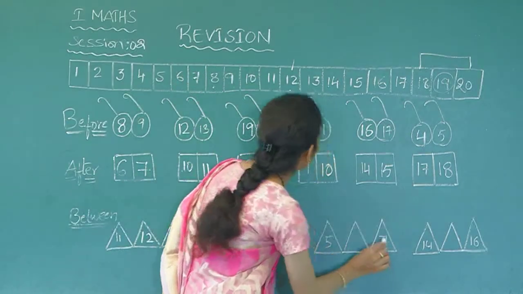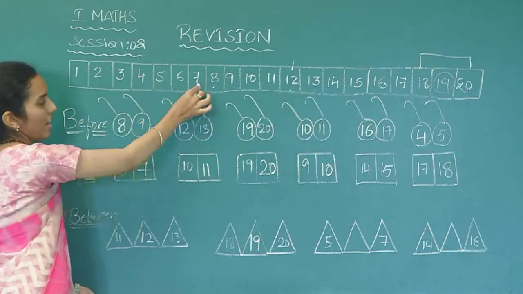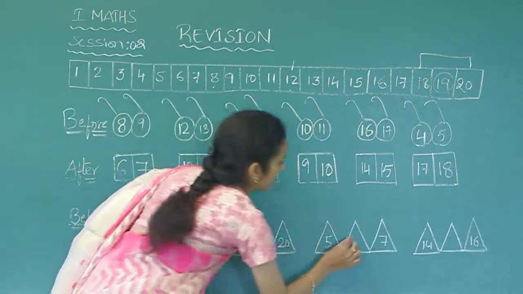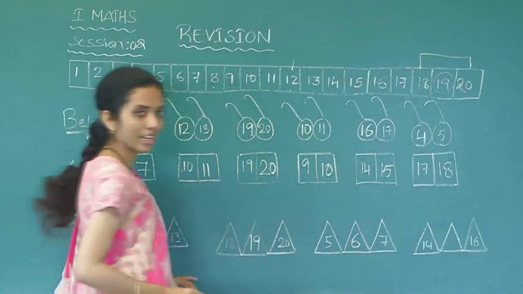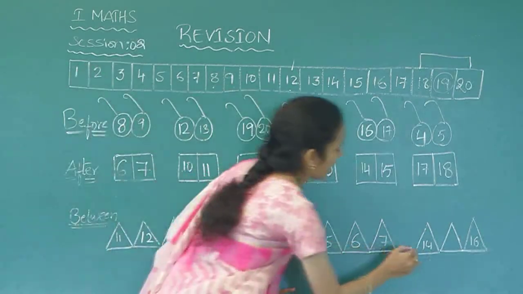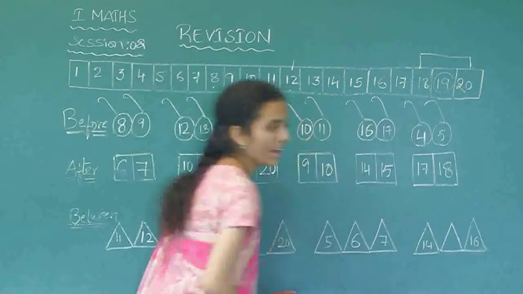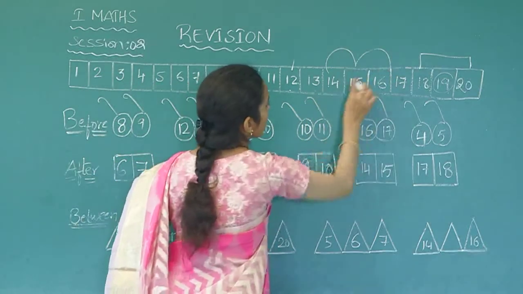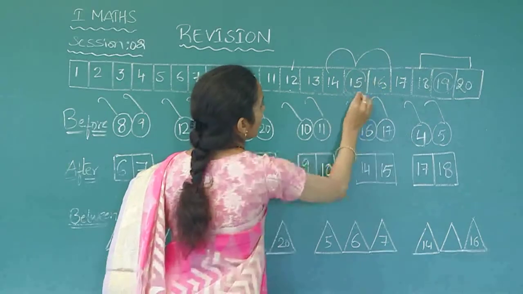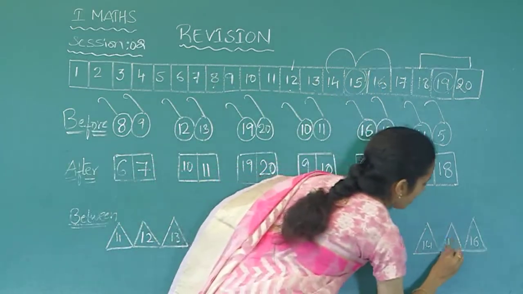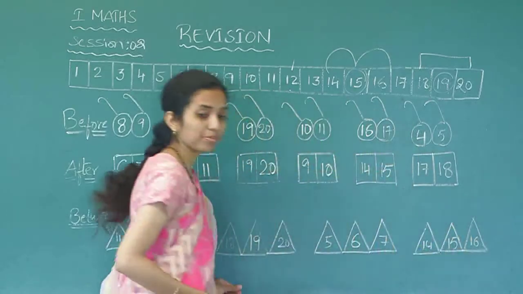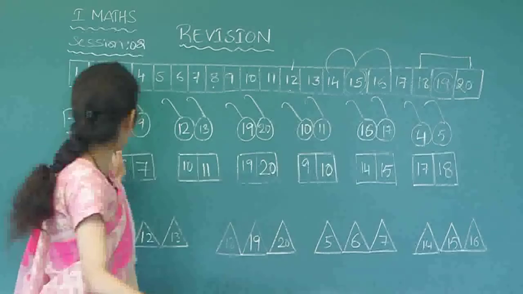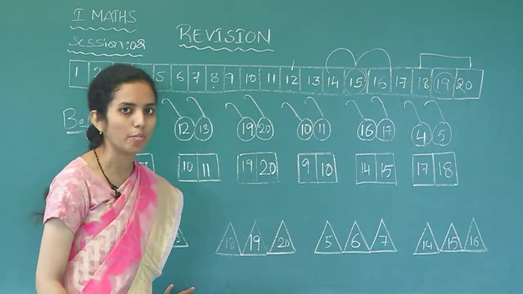And 5 and 7. Which number is there in between 5 and 7? 6. So let's write 6 in the middle triangle. And the last one is 14 and 16. Which number is there between 14 and 16? 15 is there. So let's write 15. With this we have completed our before number, after number and between number.